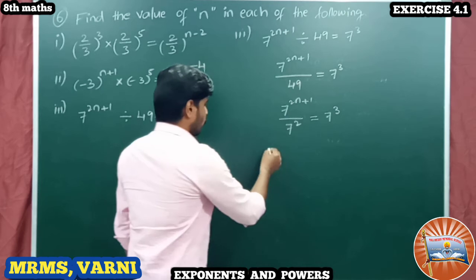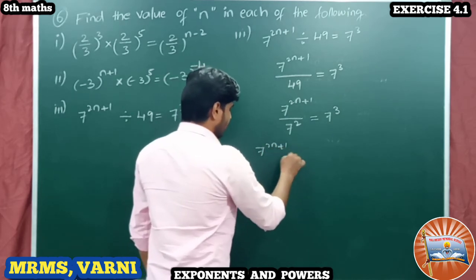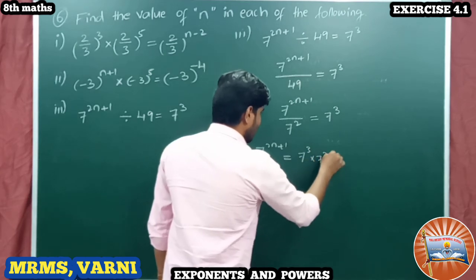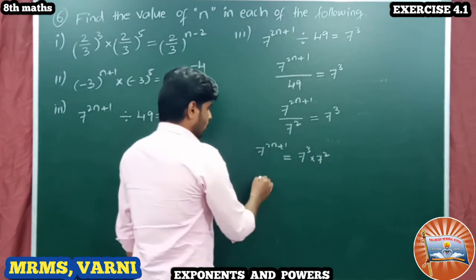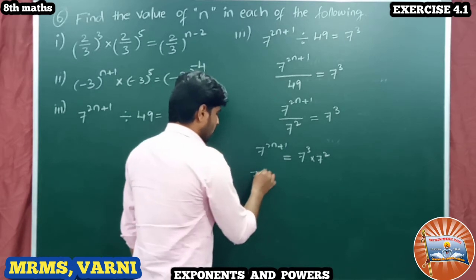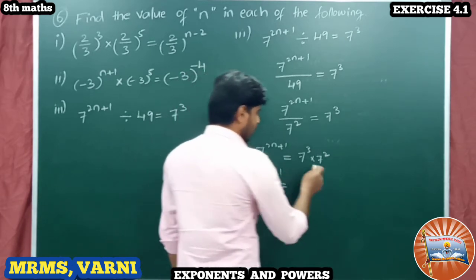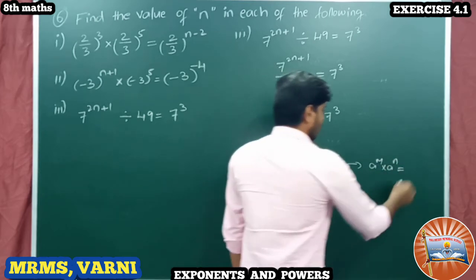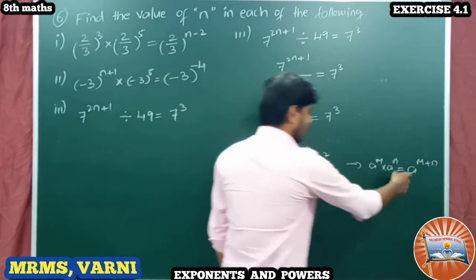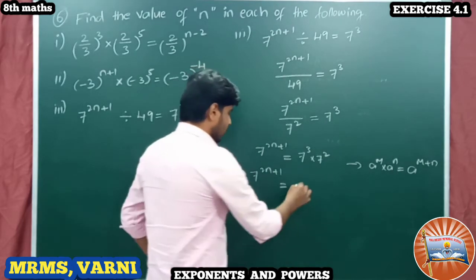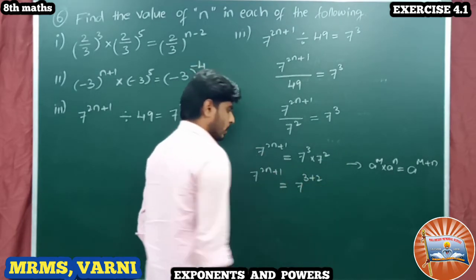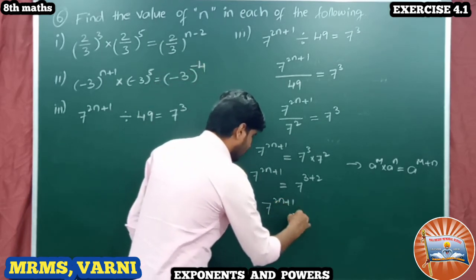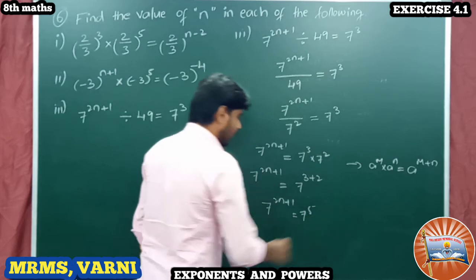So 7 power 2n plus 1 is equal to, transposing this to the RHS, 7 cube into 7 square. We have one formula, a power m into a power n is equal to a power m plus n. With the use of this formula, the RHS becomes 7 power 3 plus 2. Next, 7 power 2n plus 1 is equal to 7 power 5.